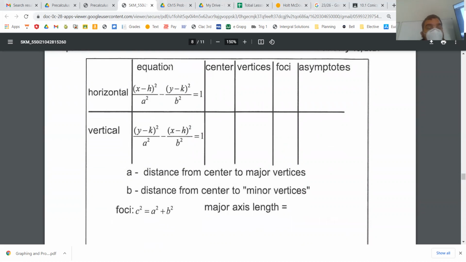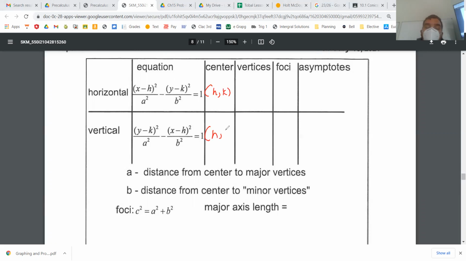Anyway, here's your next table. Everyone look up at the table here. Hey, stop talking. The center is still the same as always. What's the center? HK. Good, HK.